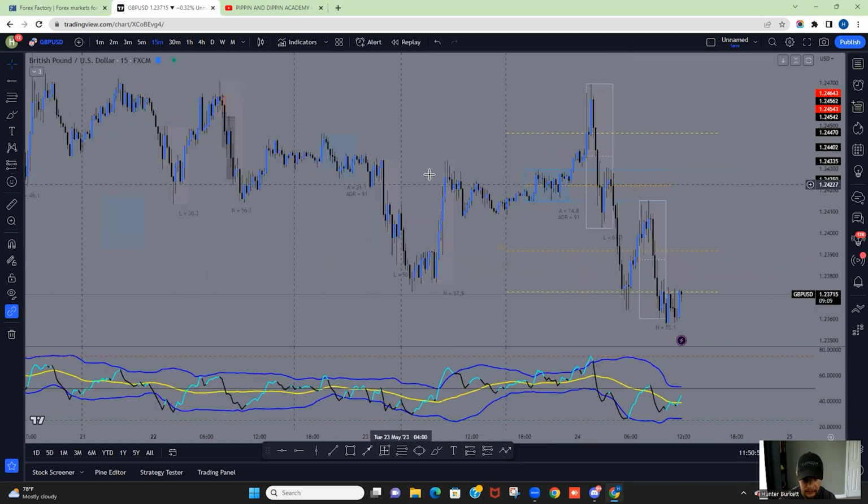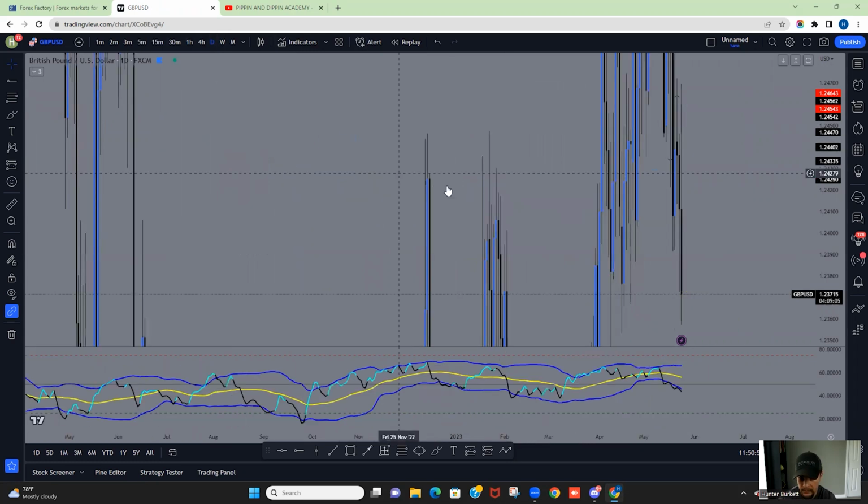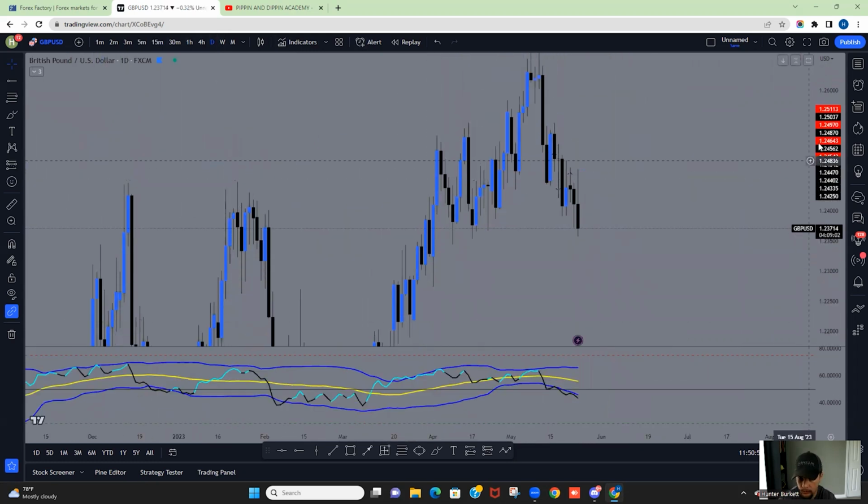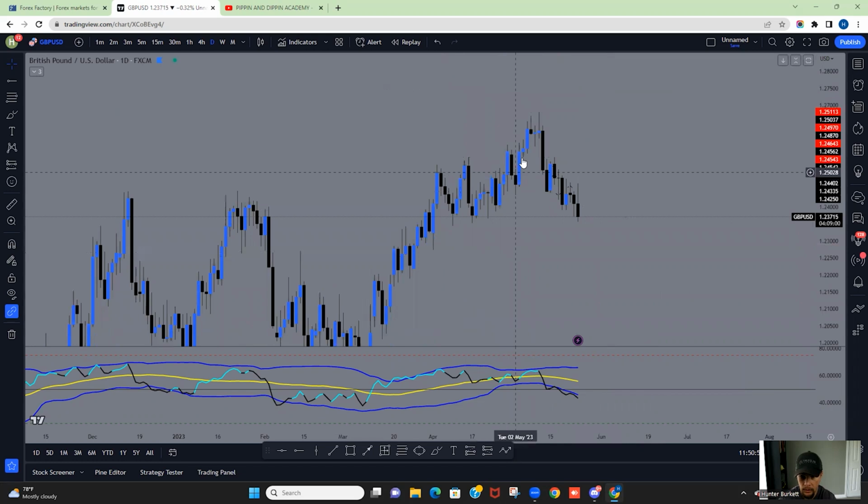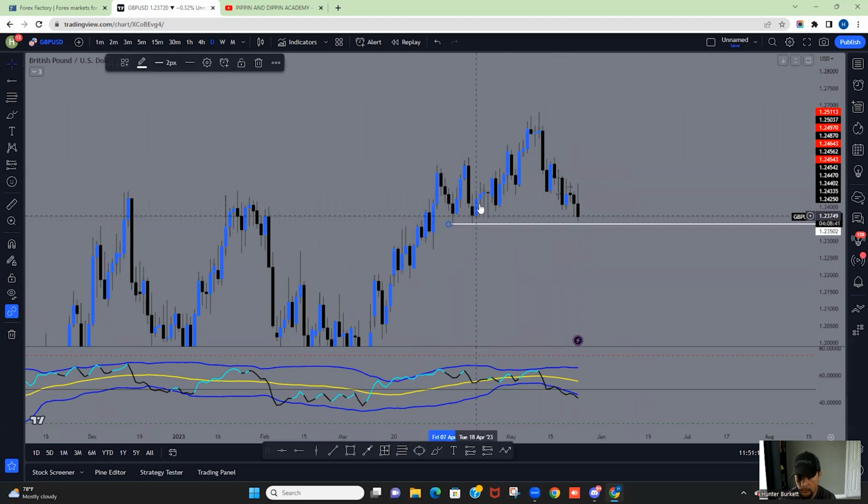As you can see here, GU on the daily time frame. You can clearly see we raided all these highs here, and then we started to push down. We've been in a bearish market for the past week and a half. So as we're moving down, what are we chasing? We're chasing relative equal lows.